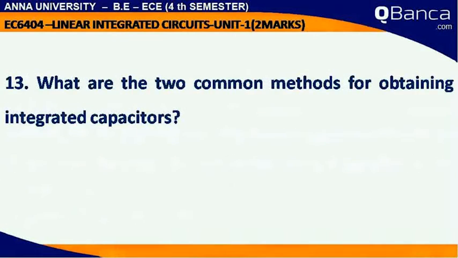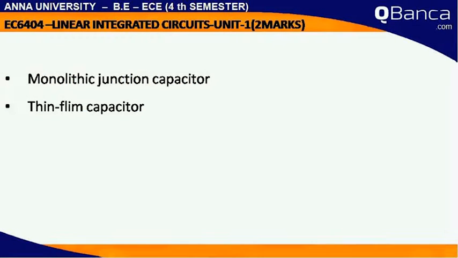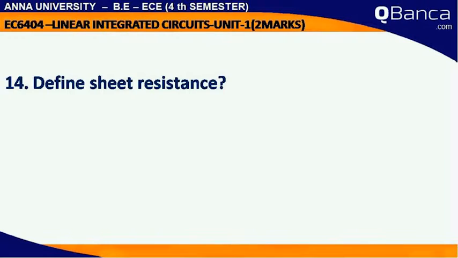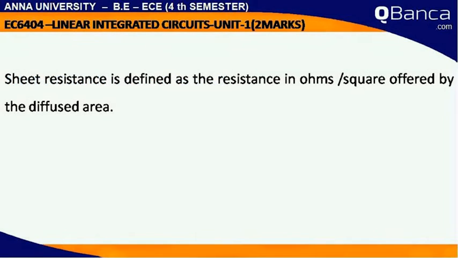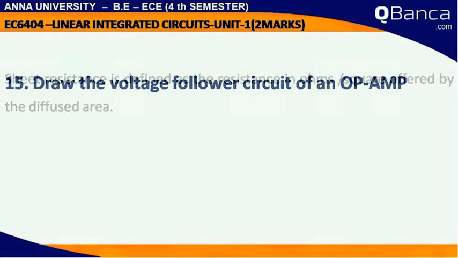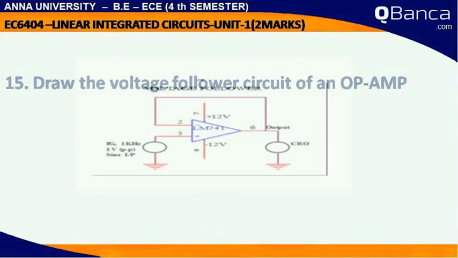What are the two common methods for obtaining integrated capacitors? Monolithic junction capacitor, thin-film capacitor. Define sheet resistance. Sheet resistance is defined as the resistance in ohm per square offered by the diffused area. Draw the voltage follower circuit of an op-amp.